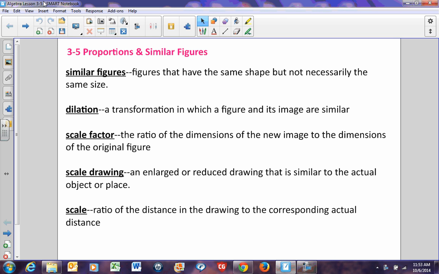This is lesson 3-5, proportions and similar figures. Similar figures are figures that have the same shape, but not necessarily the same size. Think of going to the photocopier and either enlarging something or reducing it in size. The shape would be the same, but the size would not.